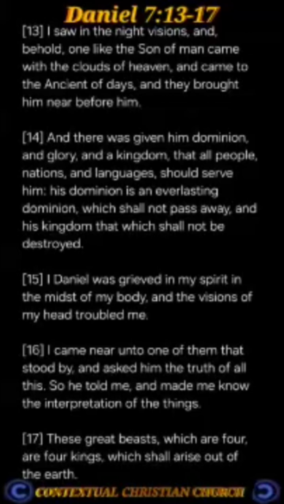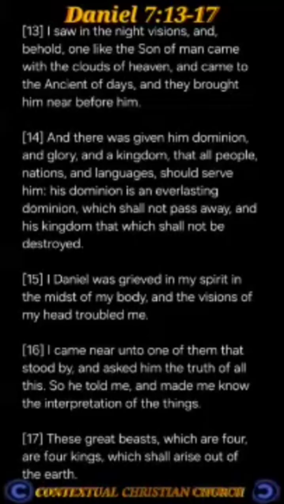Verse 13. I saw in the night visions, and behold, one like the Son of Man came with the clouds of heaven, and came to the Ancient of Days, and they brought him near before him. And there was given him dominion and glory and a kingdom, that all people, nations, and languages should serve him. His dominion is an everlasting dominion which shall not pass away, and his kingdom that which shall not be destroyed. I, Daniel, was grieved in my spirit in the midst of my body, and the visions of my head troubled me. I came near unto one of them that stood by and asked him the truth of all of this. So he told me and made me know the interpretation of the things. These great beasts, which are four, are four kings which shall arise out of the earth.